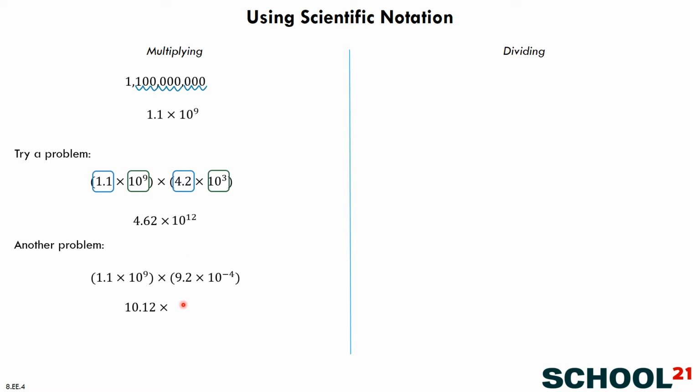And then that's going to be times, and then what's 10 to the 9th times 10 to the negative 4th? We add those exponents. So what's 9 plus a negative 4? 5. Good. So this is going to be times 10 to the 5th power. Okay? Okay. Now, you should see an uh-oh there. What's wrong with this as far as scientific notation goes? Oh, 10.12 is greater than 10.